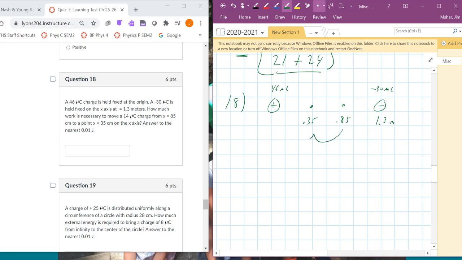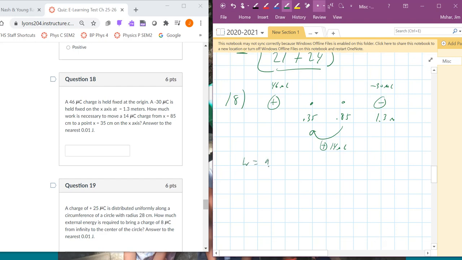And what they're moving is a positive charge, and they give it as 14 microcoulombs, okay? So we're going to use work equals Q delta V. The Q we're talking about is that Q there. So that's easy. The delta V is the part that takes a little effort here. So delta V, okay, well, I'm going to call this point A and this point B. And then I'm going to subtract them. So voltage at A. Well, I got two charges making a voltage at A.